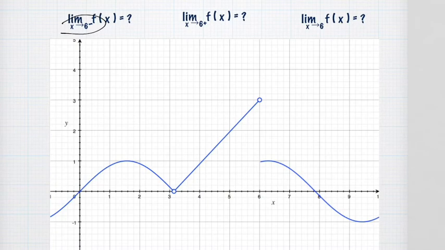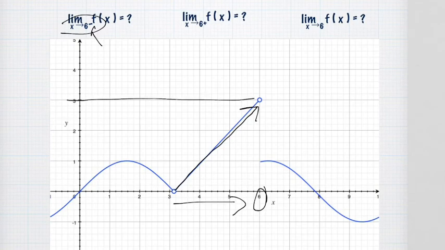Now, if on the other hand you're going toward that 6, which is right here, and we're following the line from the left, because it says the negative, we're going from the negative side. When you follow this line toward that 6, the value of that limit is 3.